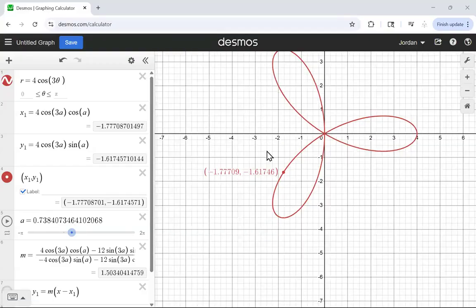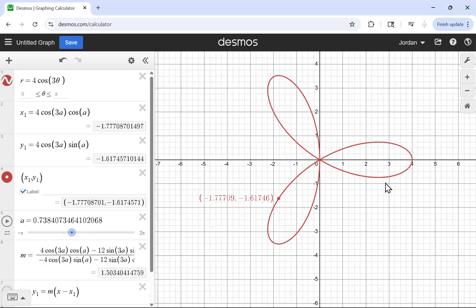Now, I've actually done this and I've set up a little test here. So 4 cosine of 3 theta is this graph. And what I've done is I have put a point on this curve so that as I change the value of A, we can see that point go around the curve and kind of just follow our curve there. So that's what we're doing here.